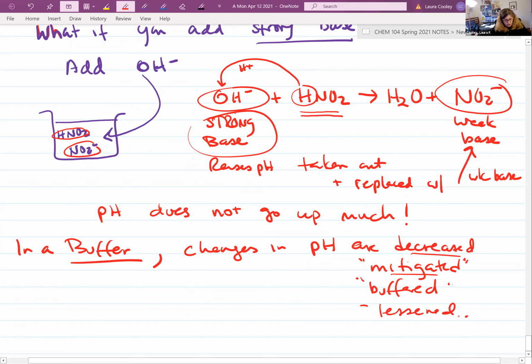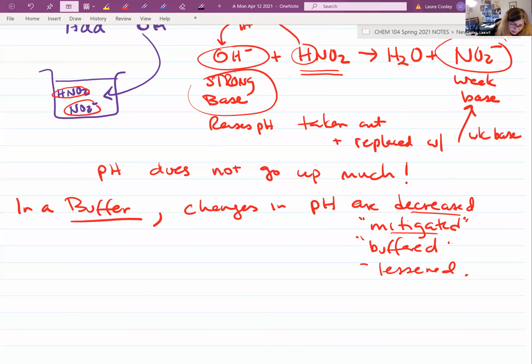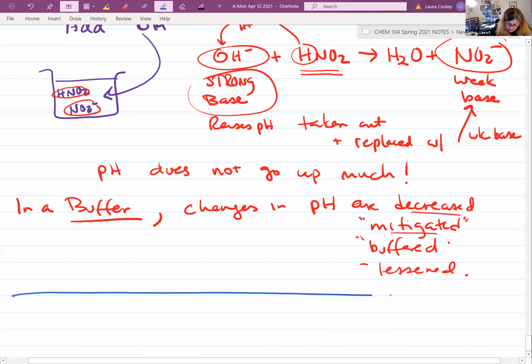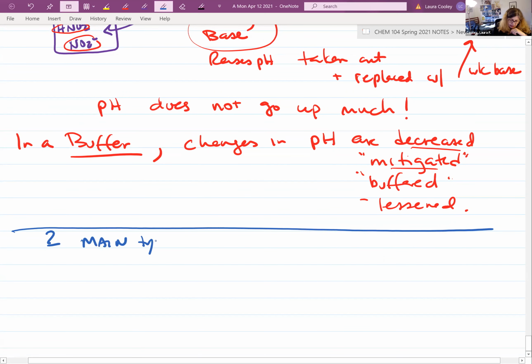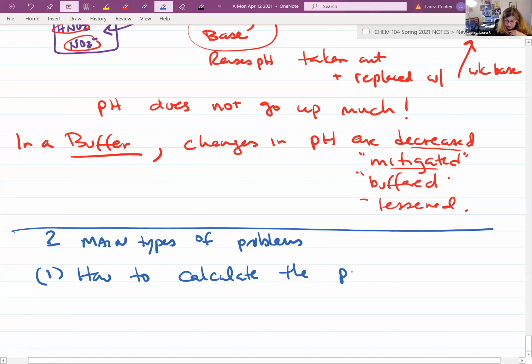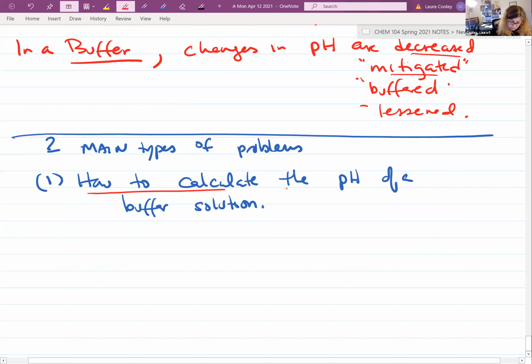So there's a couple of different things to learn about buffers. There are basically two main types of buffer solution calculations that you have to learn how to do. So the first is how to calculate the pH of a buffer solution. In other words, just the weak acid and the conjugate base, based on the amounts of each that are added, or the molarities of the acid and the base. So the first is how to calculate the pH of a buffer.